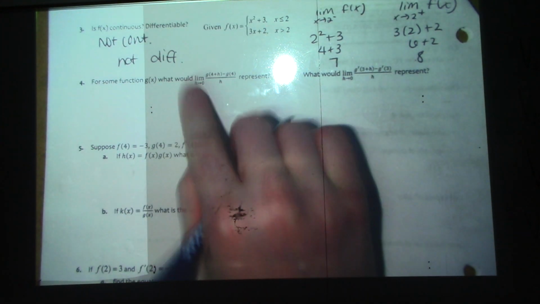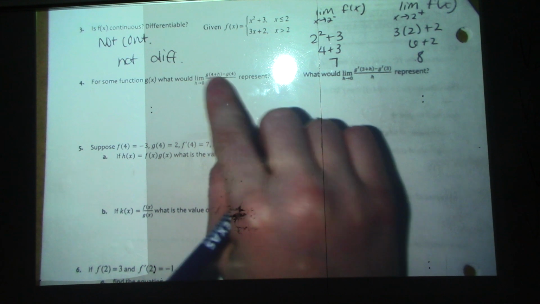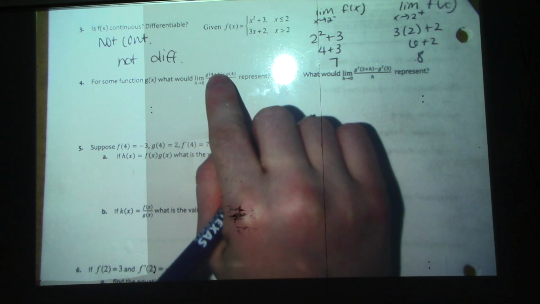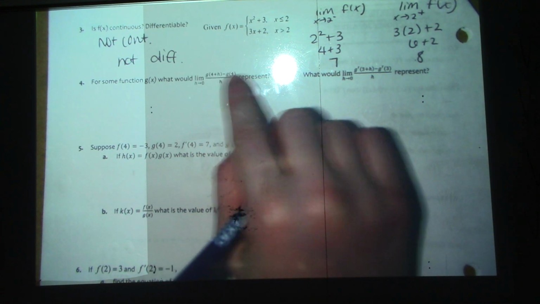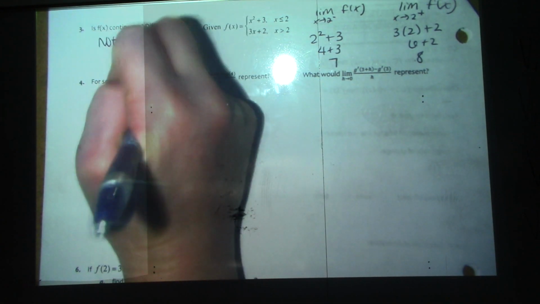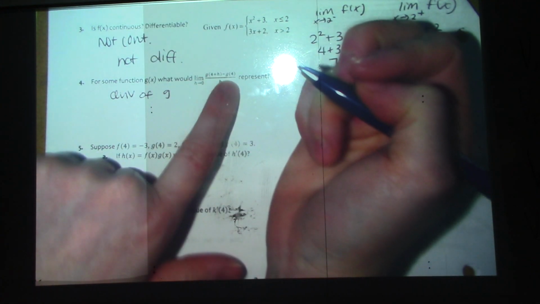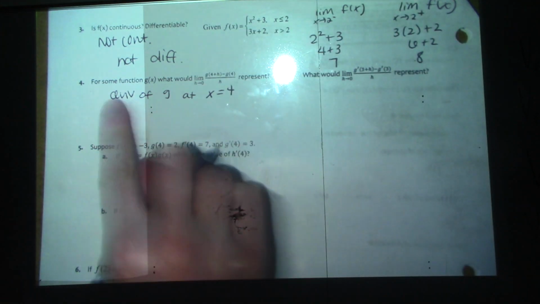Here we should recognize this is the limit definition of a derivative, because we've got the function at x plus h minus that function, over h, with h approaching 0. So what this is saying is this is the derivative of the function g. But it's not in terms of x. I actually plugged in a value, so that is telling me it's at the value x equals 4. So the derivative of g at x equals 4 is just g prime of 4.